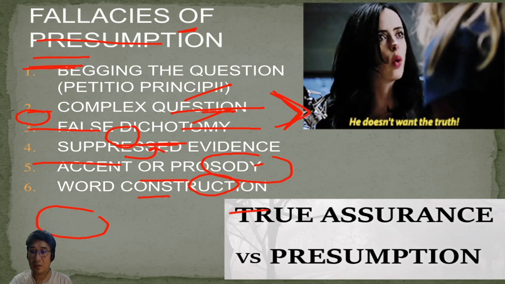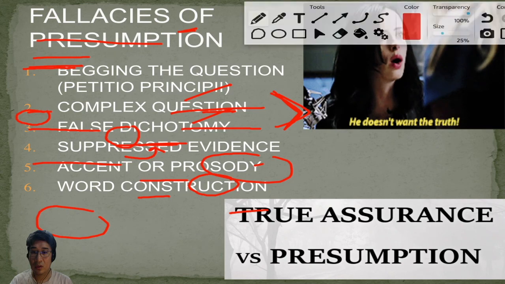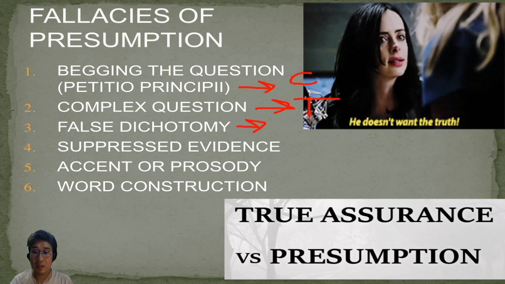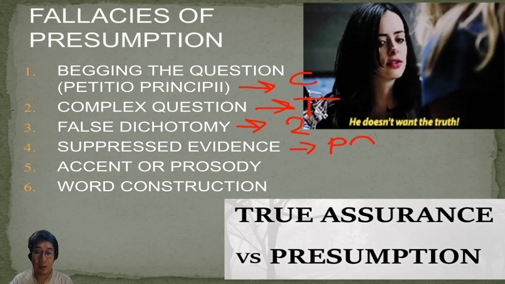For the fallacies of presumption, we have begging the question. Begging the question or PETITIO PRINCIPII. Keyword natin dito si Sarah. Reasoning in circles kasi paikot-ikot lang yung reasoning mo. Complex question. For complex question, ang keyword natin dito is to trap. Ito, circle. False dichotomy. Nagbibigay ka lang ng dalawang options. Wala nang ibang third option. Suppressed evidence. Ibig sabihin ng suppressed evidence, yung reliability of your past experience is applicable dun sa present and future experience mo.